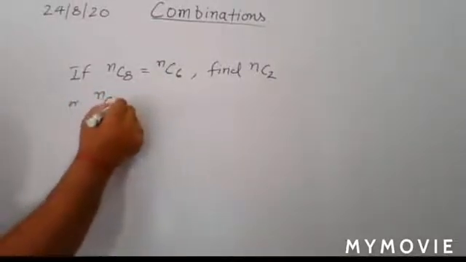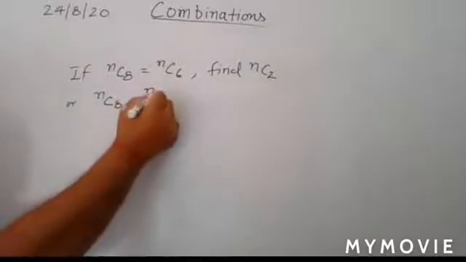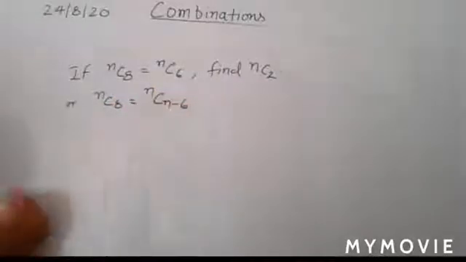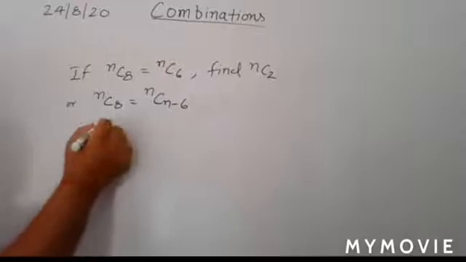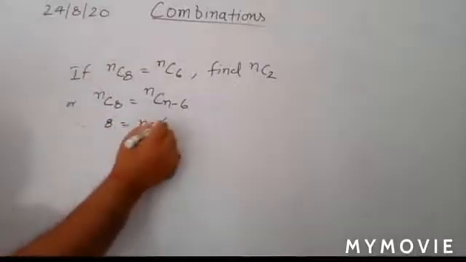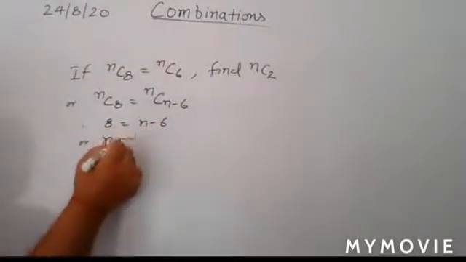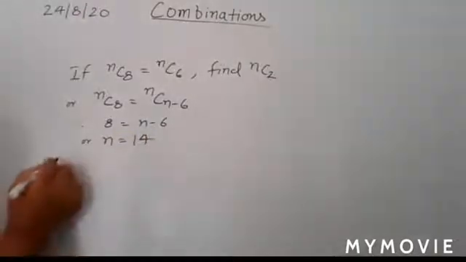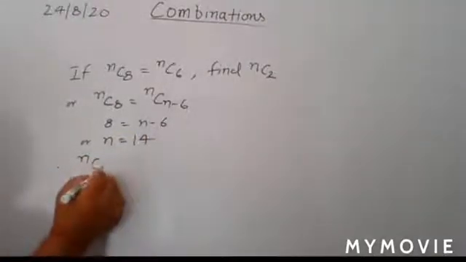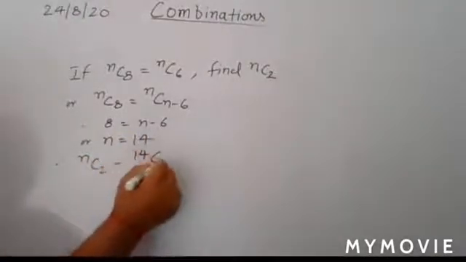So here you apply the property. Here you have nC(n minus 6). Now compare it: 8 is equal to n minus 6, so n is equal to 14. So the value of nC2 is equal to 14C2.